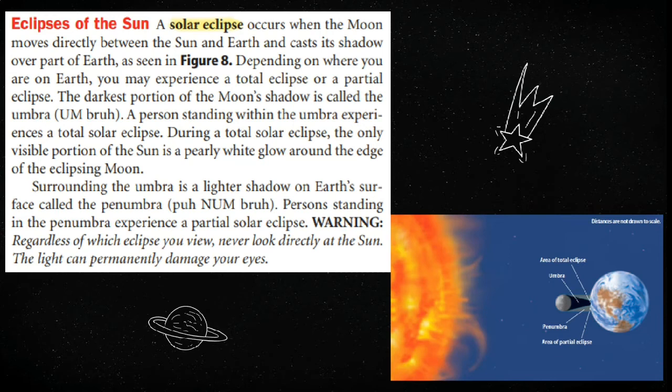During a total solar eclipse, the only visible portion of the Sun is a pure white glow around the edge of the eclipsing Moon. Surrounding the umbra is a lighter shadow on Earth's surface called the penumbra. Persons standing in the penumbra experience a partial solar eclipse. Warning: regardless of which eclipse you view, never look directly at the Sun. The light can permanently damage your eyes.